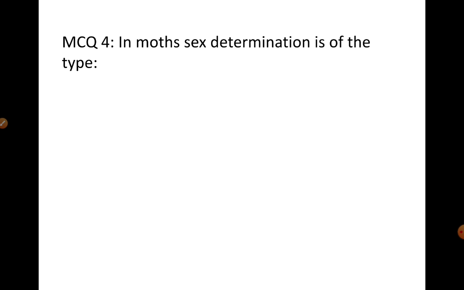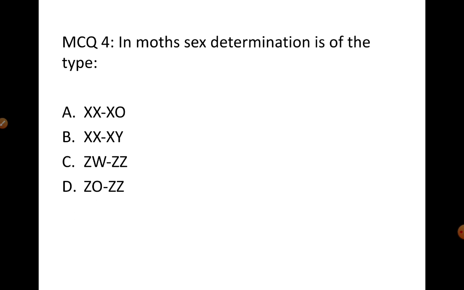The fourth question, in moths, sex determination is of the type, what kind of sex determination do you find in moths and butterflies? Is it XX and XO, or XX and XY, or is it ZW and ZZ, or is it ZO and ZZ? Which type of sex determination is seen in moths? The option is option D, ZO and ZZ, wherein the females are heterogametic and males are homogametic.